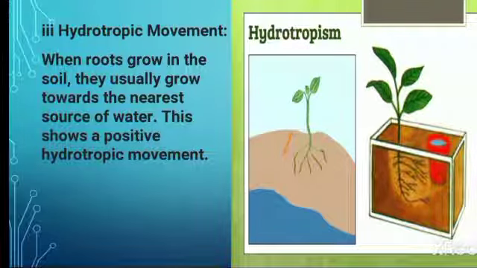Hydrotropic movement. When roots grow in the soil, they usually grow towards the nearest source of water. They show a positive hydrotropic movement, and the phenomenon is known as hydrotropism. As we can see in the diagram, root grows towards the source of water. That is called hydrotropic movement.